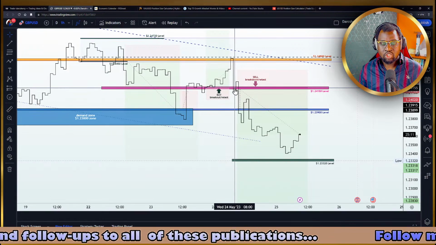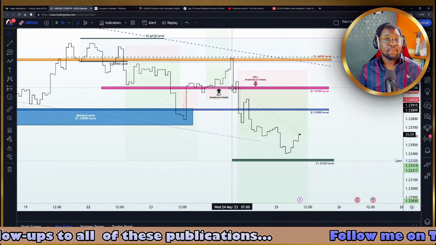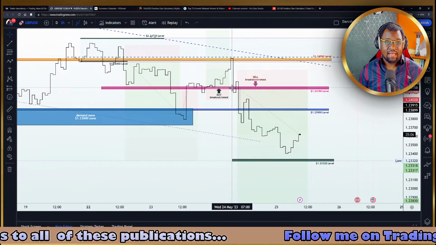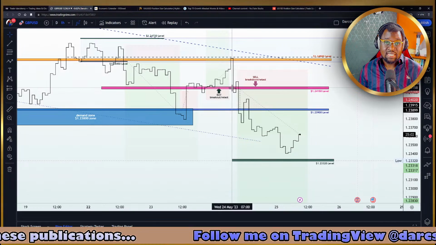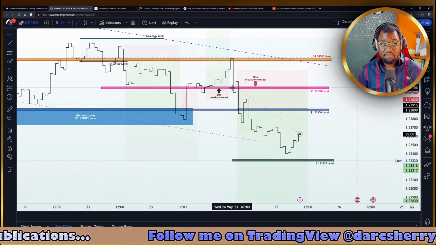So what I'm going to do here is consider what has been happening in this market since the beginning of yesterday, that is the last 24 hours, and obviously price action has been bearish in the last 24 hours.